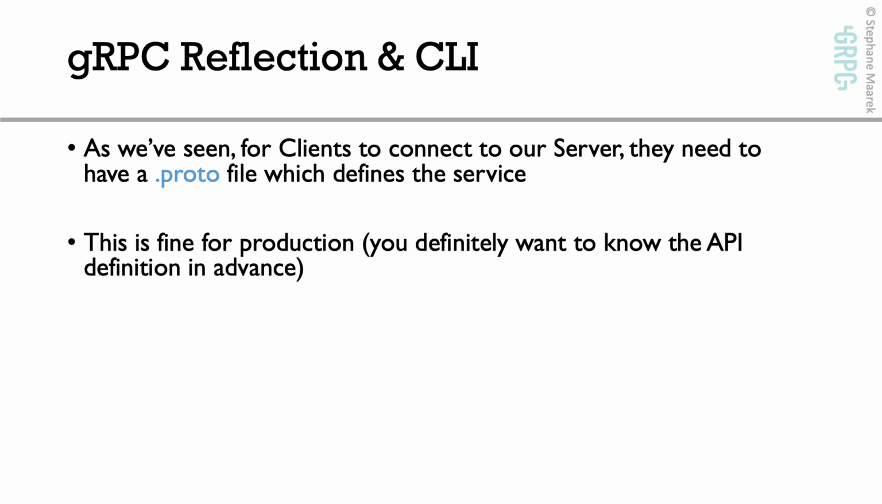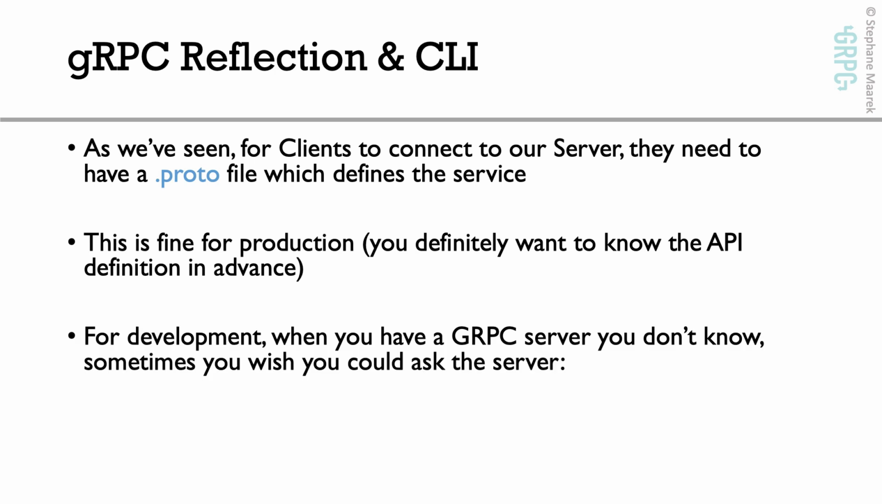And this is very fine when you deploy an application to production, because you definitely want to know the API you're talking to in advance. But what about development? In development, you have a gRPC server, and sometimes you don't even know what it's capable of doing. You just want to ask the server, hey, what APIs do you have? Currently, we can't ask that question. The only way to do it is to somehow extract that .proto file.